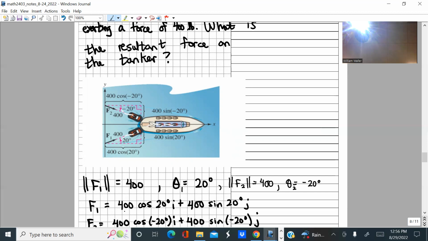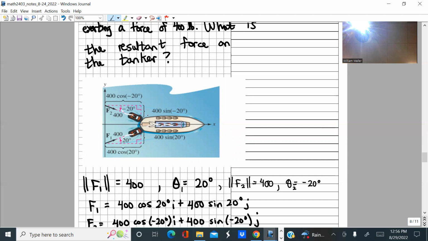Okay, so the question though is how much force altogether is being applied to the tanker? This tugboat is pushing with 400 pounds of force. This tugboat is pushing with 400 pounds of force, but they're not pushing the tanker. Notice they're applying the force in a particular direction. Either one of them is not pushing the tanker directly to the right, correct?